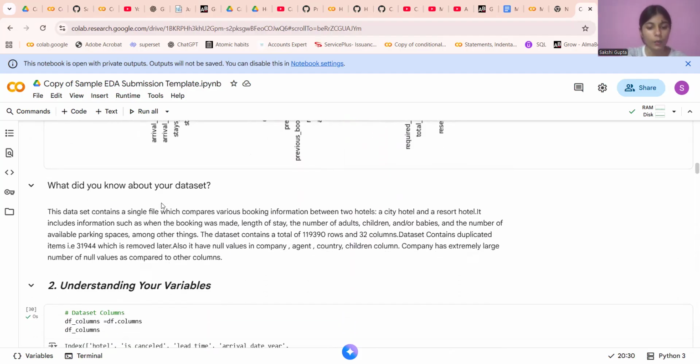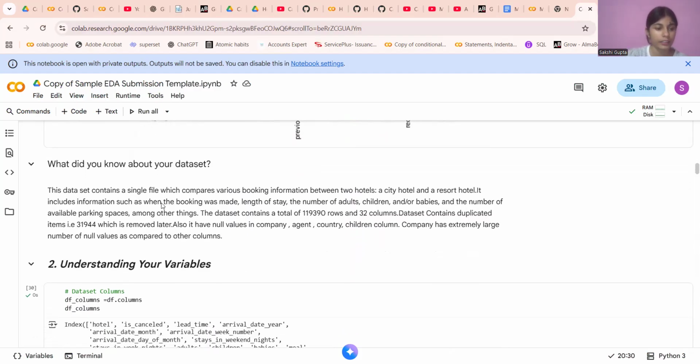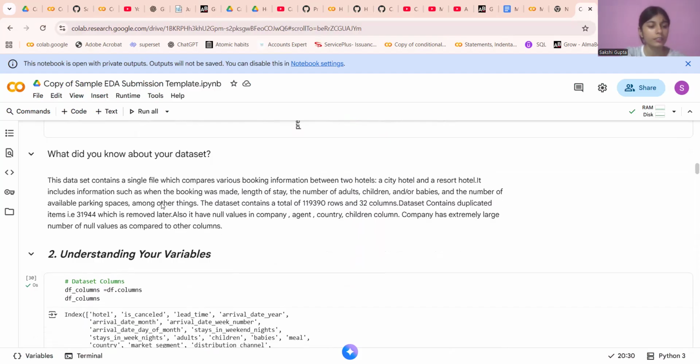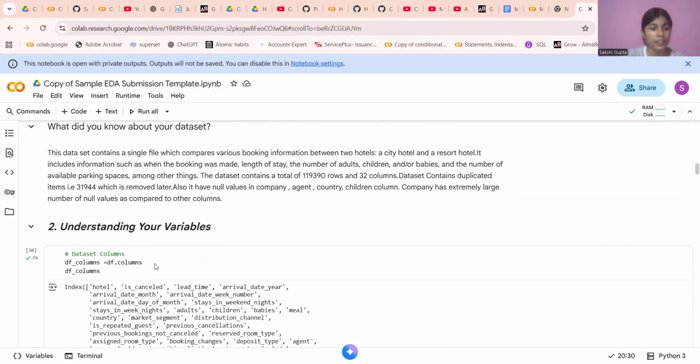So till now, what we understand about the data set is that the data set contains a single file which compares various booking information between two hotels, a city hotel and a resort hotel. It includes information such as when a booking was made, the length of stay, the number of adults, children, or babies, and the number of available parking spaces, among other things.